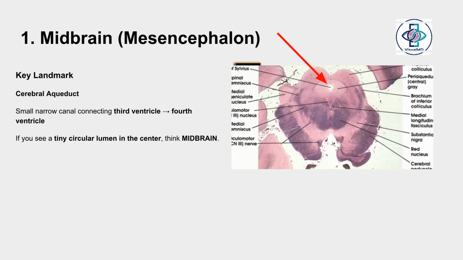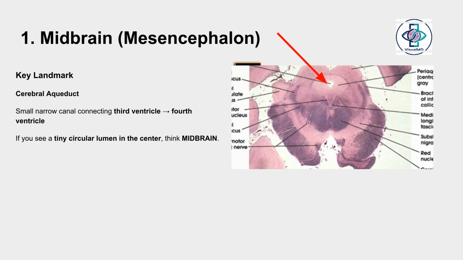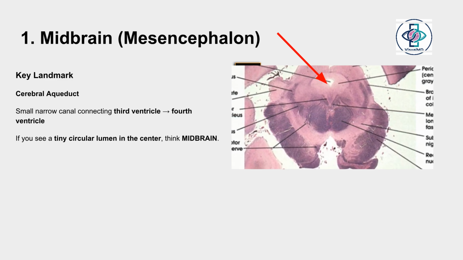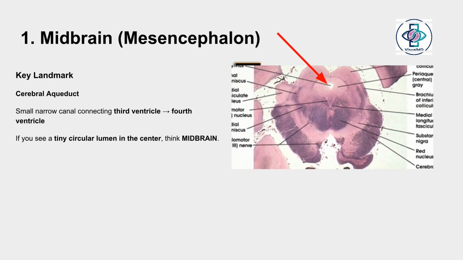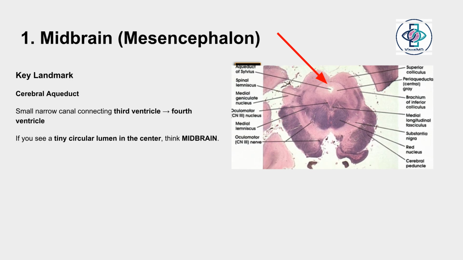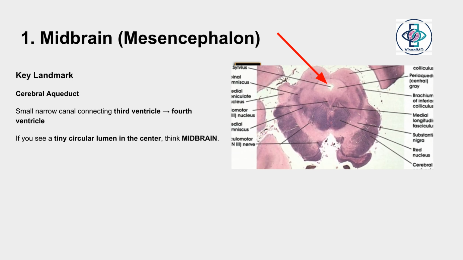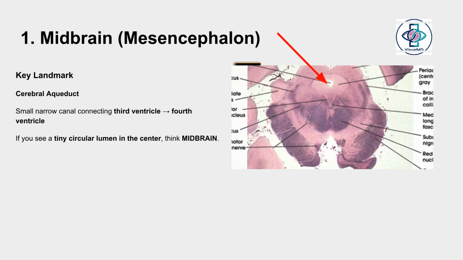The first section we'll look at is the midbrain, also known as the mesencephalon. A key landmark here is the cerebral aqueduct, which is a small, narrow canal connecting the third and fourth ventricles. A tiny circular lumen in the center is a major clue for identifying the midbrain.